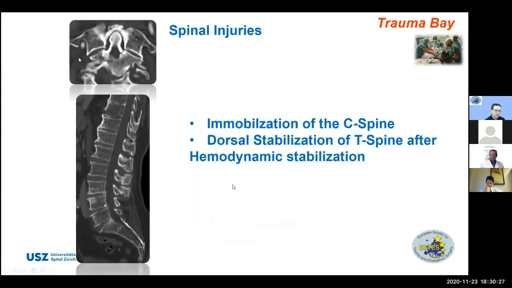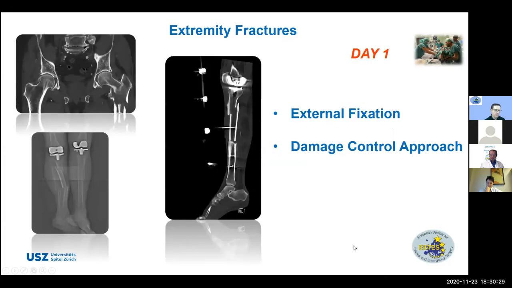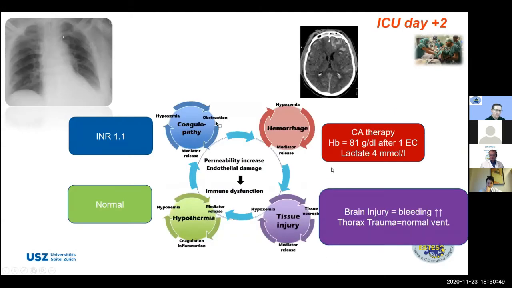C-spine was immobilized, then external fixation was done on admission with the damage control technique. For the tibia, we were kind of worried because of the soft tissues of the tibia. And you can see the subtroch fracture. It was put in like this.